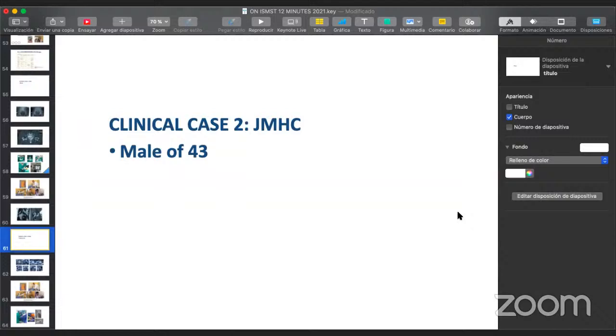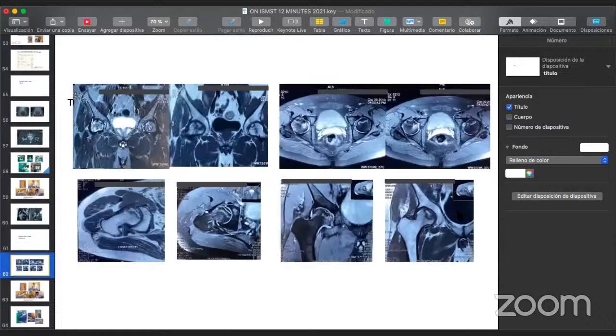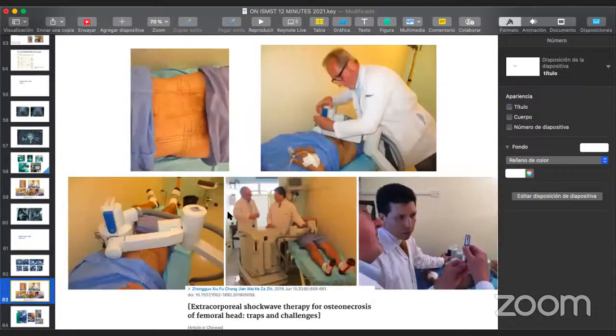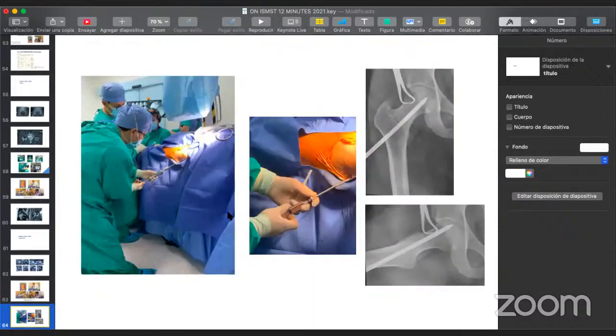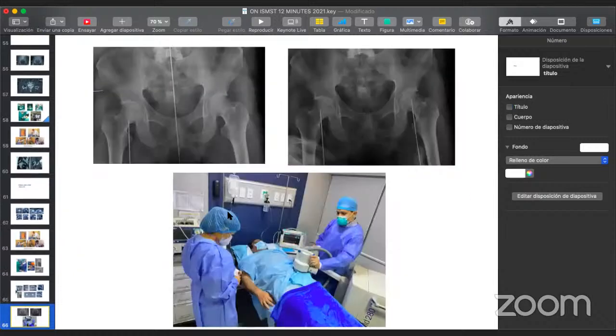Another case is a 43-year-old male, an engineer. You can see it is a great stage 3. In these images, you can see the subchondral bone fracture. We performed shockwave 1 month before the surgery. We performed core decompression with stem cells. And 1 year after the surgery, you can see the track of the core decompression.